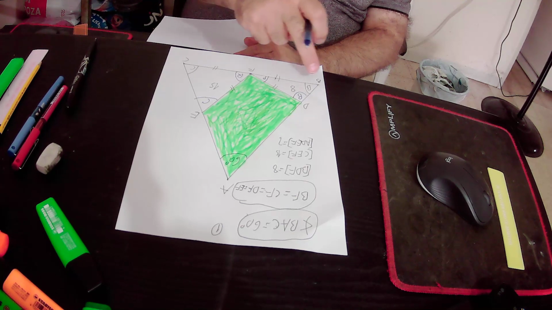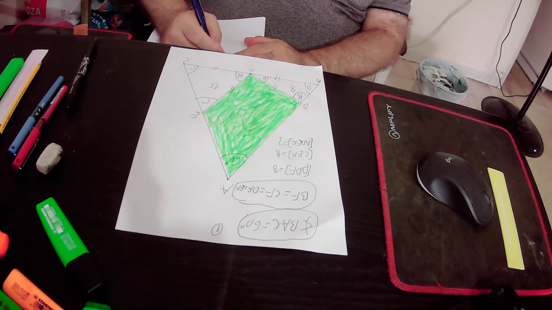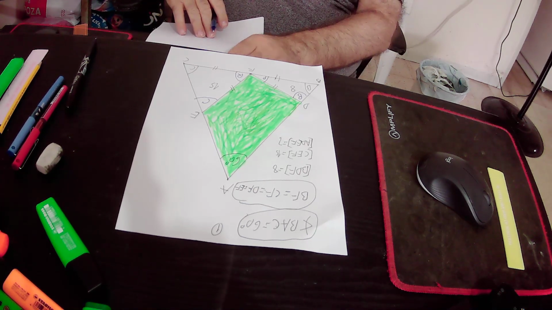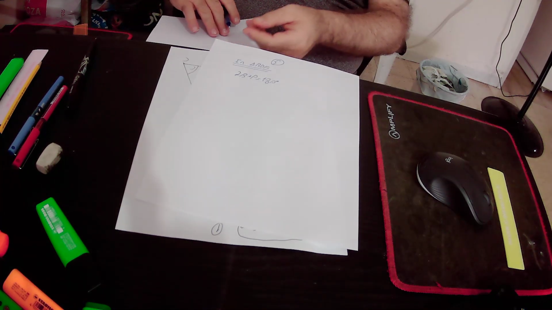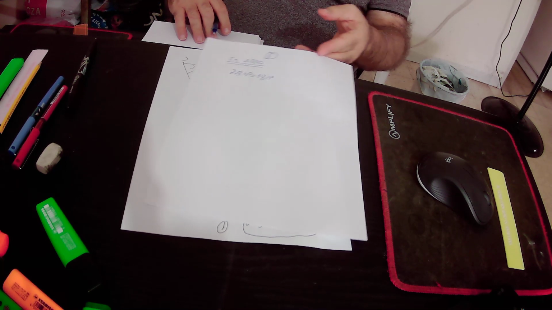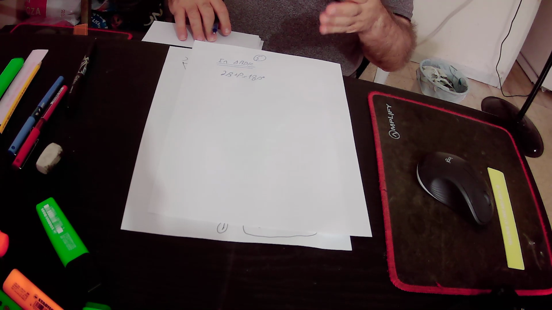That is to say, beta plus P equals 180 degrees according to rule number 1. So beta plus beta is 2 beta plus P equals 180 degrees. Again, this equality is according to rule number 1, the sum of the angles in any triangle is equal to 180 degrees.